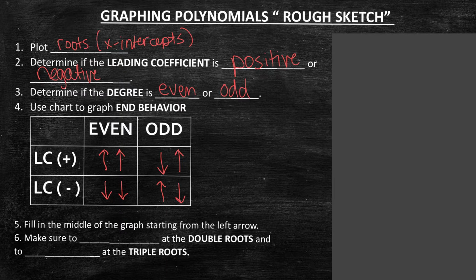Then you're going to fill in the middle of the graph starting from the left arrow. Make sure to bounce at the double roots and wiggle at the triple roots.